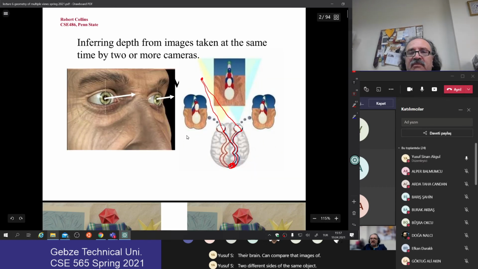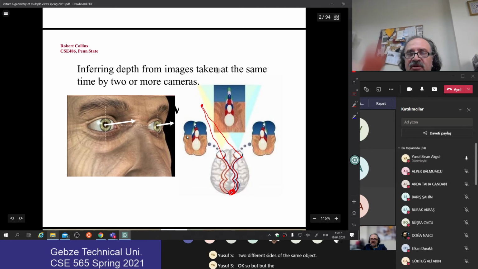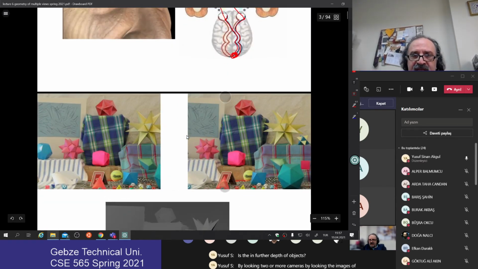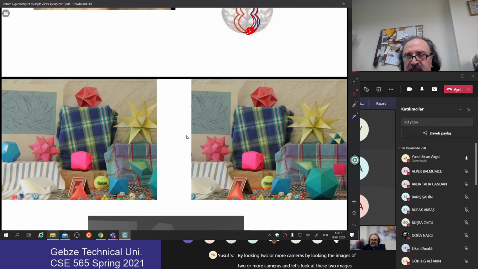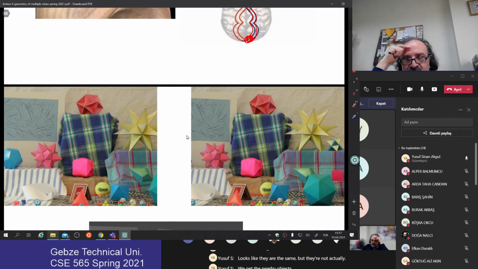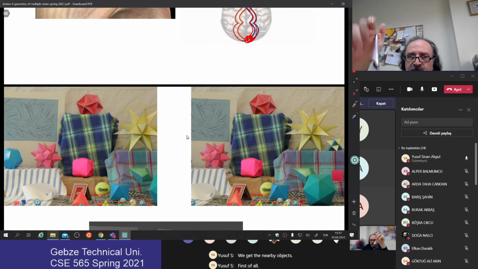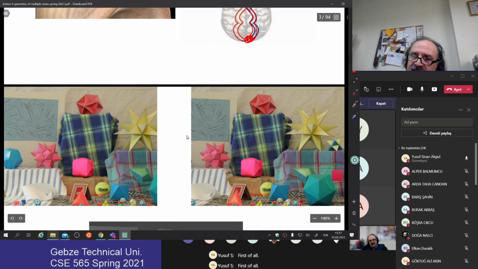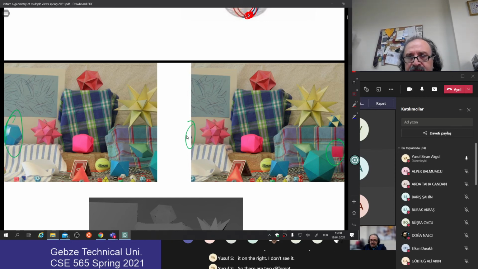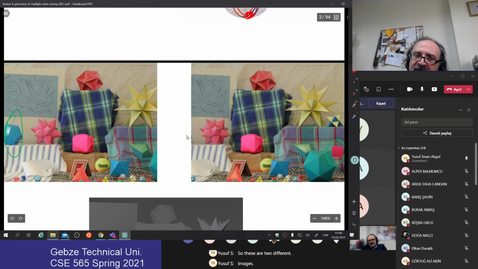But the main task of stereo, as I said before, is to infer the depth of objects by looking at the images of two or more cameras. And let's look at these two images. These two images look like they are the same, but they are not actually. Look at the nearby objects. First of all, this object here on the right, I don't see it on the left. And this object on the left, I don't see it on the right. So these are two different images. Other than the missing objects, there are many other important differences.